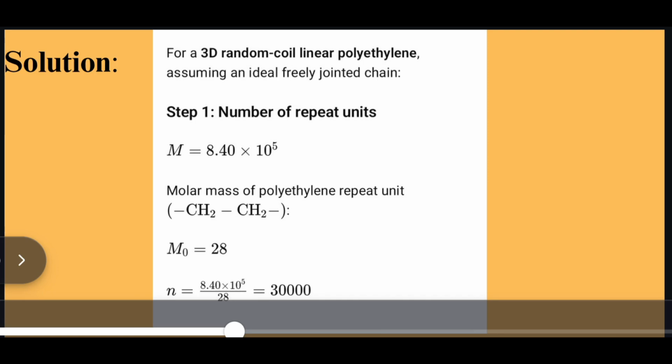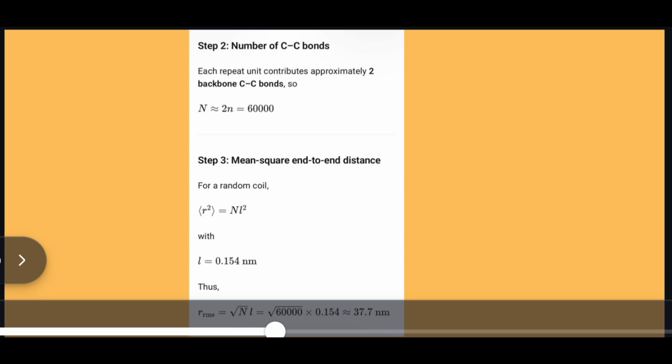Step 1. Number of repeat units. M is equal to 8.40 into 10 to the power 5. Molar mass of the polyethylene repeat unit, that is CH2, M0 is equal to 28. So N is equal to 8.40 into 10 to the power 5 divided by 28, that is equal to 30,000. Now we'll see step 2. Number of C-C bonds. Each repeat unit contributes approximately 2 backbone C-C bonds. So n is equal to 2 into N, that is 2 into 30,000 is equal to 60,000.